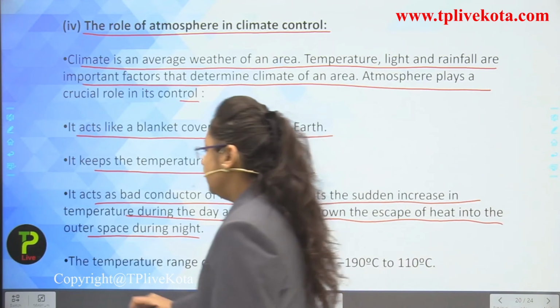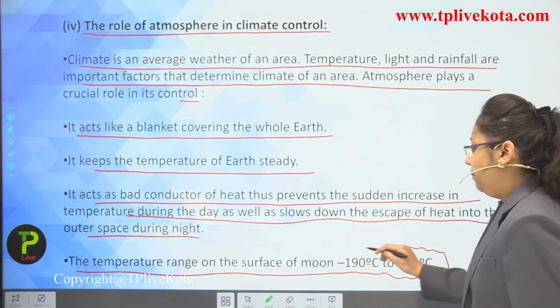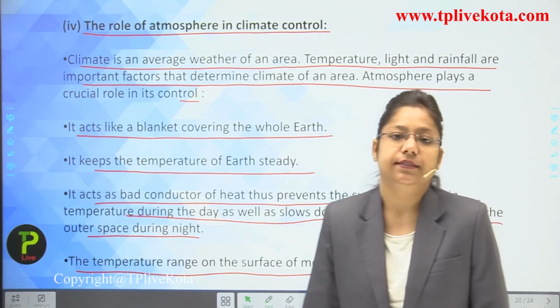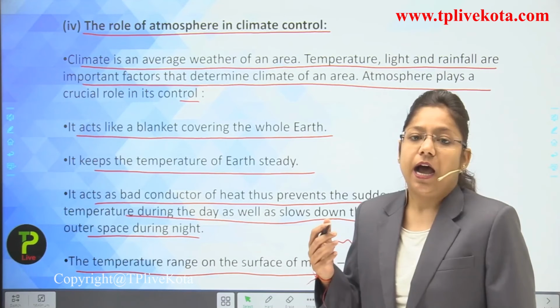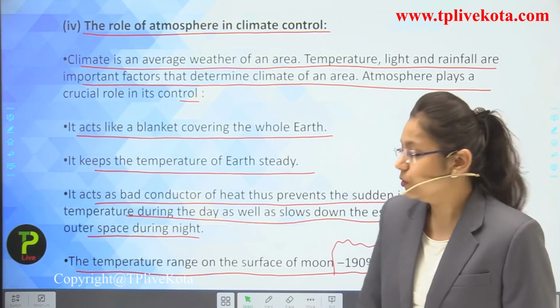Okay students, next point: the temperature range on the surface of the moon is about minus 190 degrees Celsius to 110 degrees Celsius. So you can imagine how extreme the temperature is on the moon's surface.